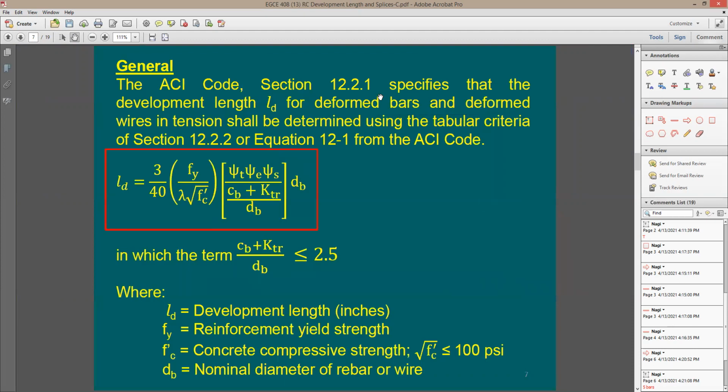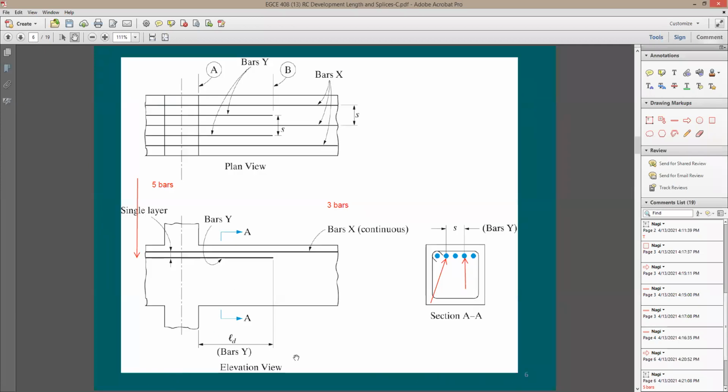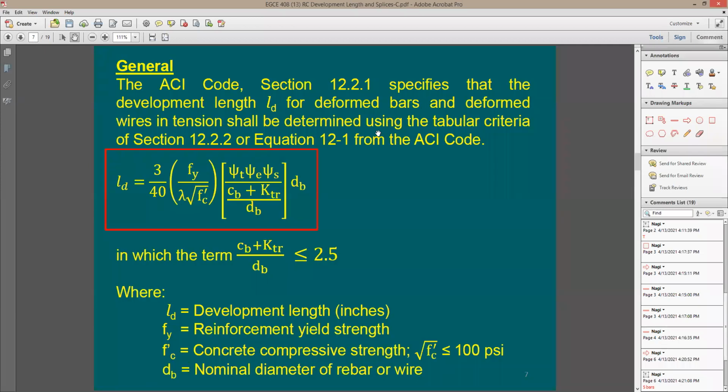All right. So this L sub D for the straight development length, we have an equation for this L sub D. The equation says L sub D equals, and it looks complicated, isn't it? You have too many terms, weird stuff. So we need to figure out what's going on.